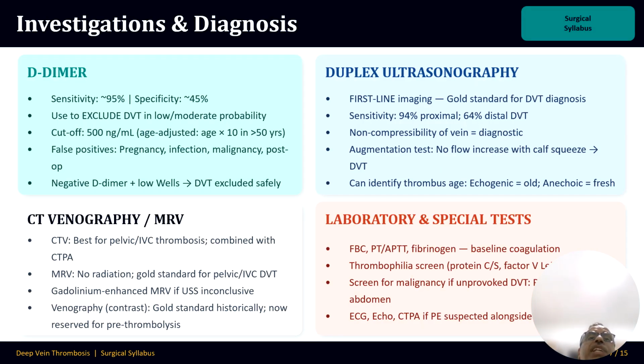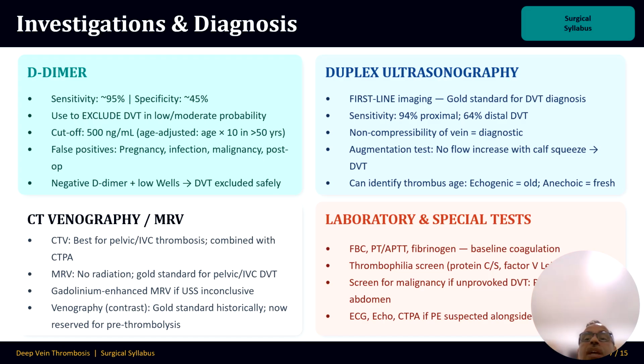Now, what are the investigations and diagnosis to be done in a patient who is suspected to have a deep vein thrombosis? One of the most important blood tests which we do is a D-dimer test. D-dimer is a fibrin degradation product. It has a sensitivity of 95% and specificity of only 45%. It is used to exclude deep vein thrombosis in a patient with a Wells score of low or moderate probability.